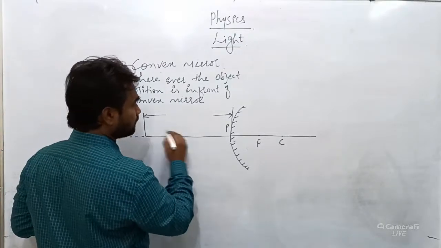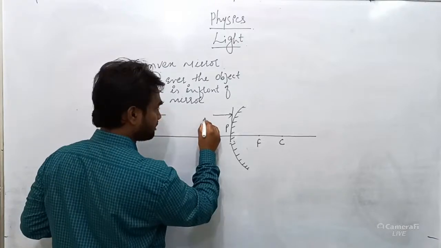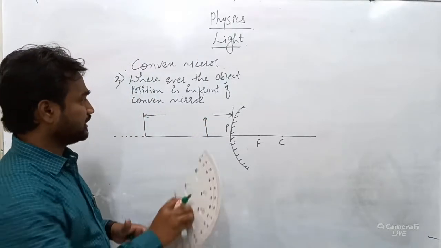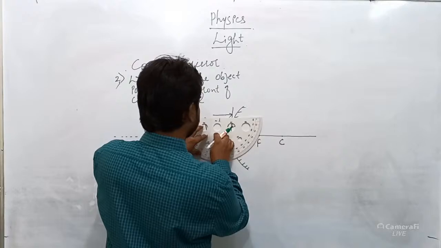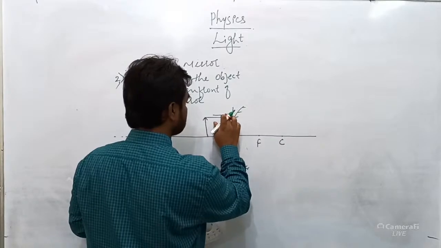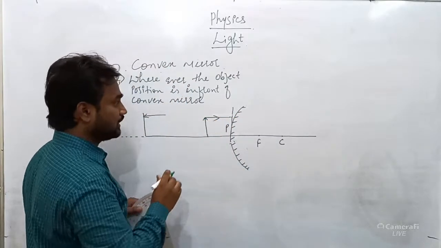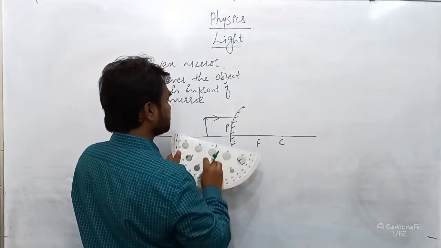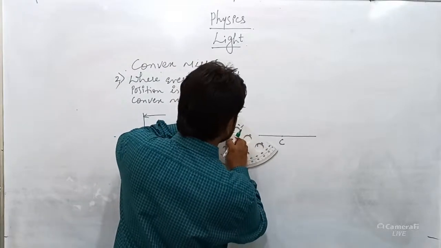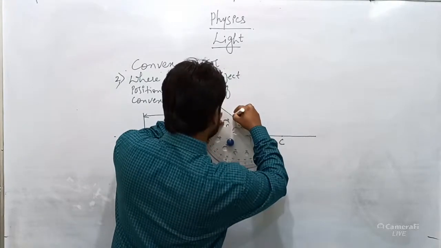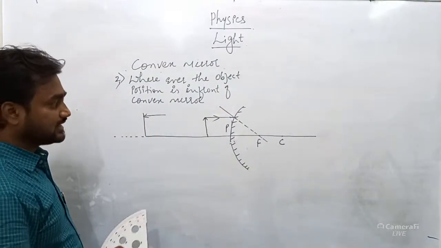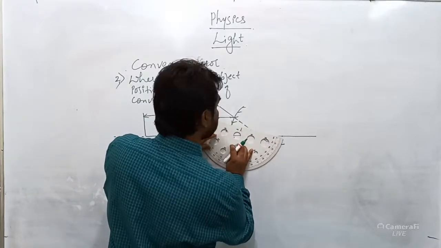So suppose I take the object. First, let me take the incident ray parallel to the principal axis. The incident ray is parallel to the principal axis, so after reflection, it must pass through the principal focus, right? It must pass through the principal focus.